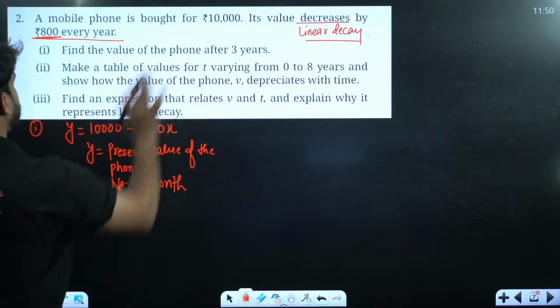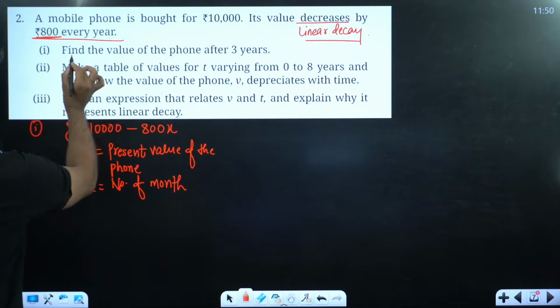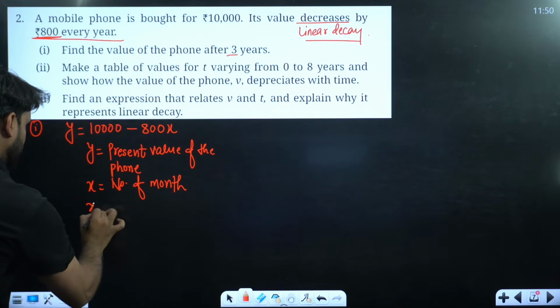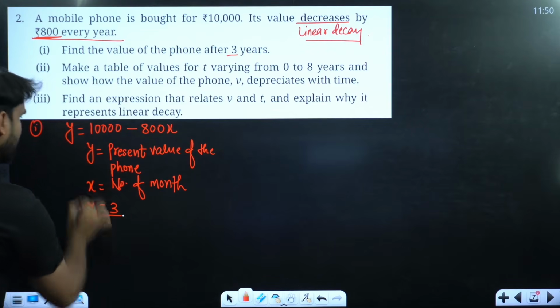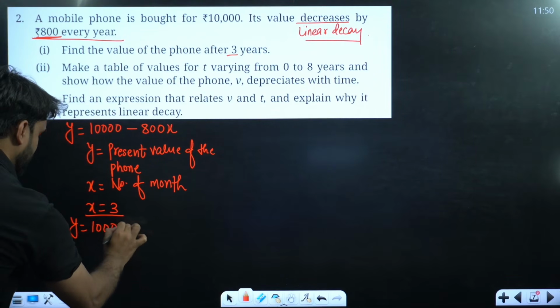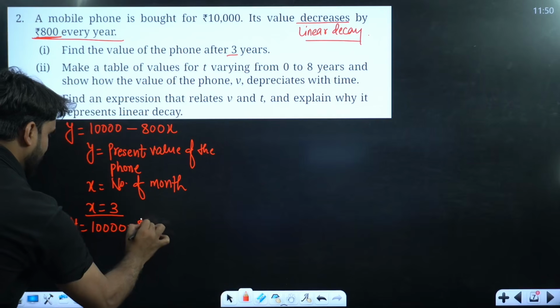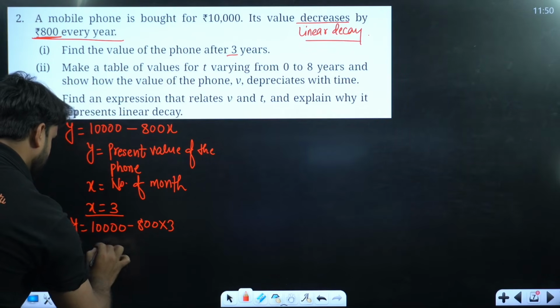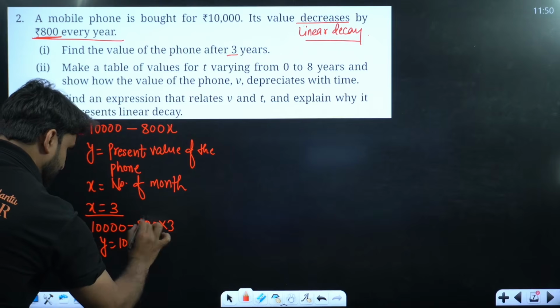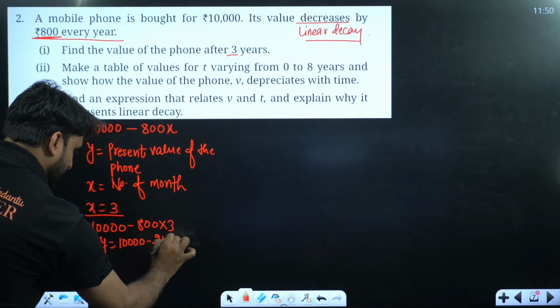Now moving to question number 1. Find the value of the phone after 3 years. According to question number 1, x is 3. So what will be the value? The value will be 10,000, the original cost, minus 800 into 3. Can you please do the mathematical calculation? 8 threes are 24, 2400.